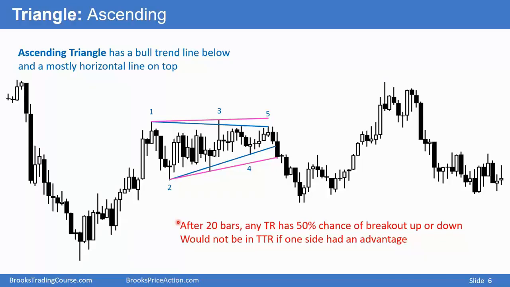My general rule is anytime you have a trading range that lasts 20 or more bars, there's a 50-50 chance that the breakout will be up or down. Remember, it would not be doing that if one side had an advantage. In general, I think the clear trend before the trading range has a slightly greater chance of resuming, but once you get 20, 30, 40 bars in a tight trading range, it doesn't really matter too much what the trend before it looks like. The market has a 50-50 chance of going up, 50-50 chance of going down.